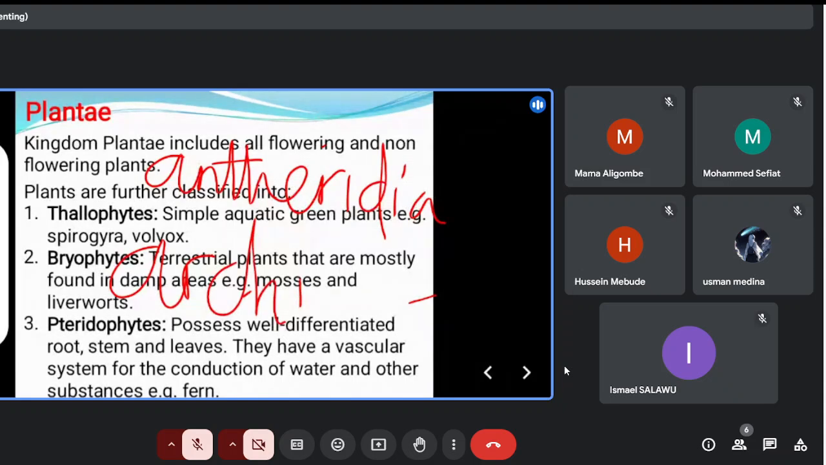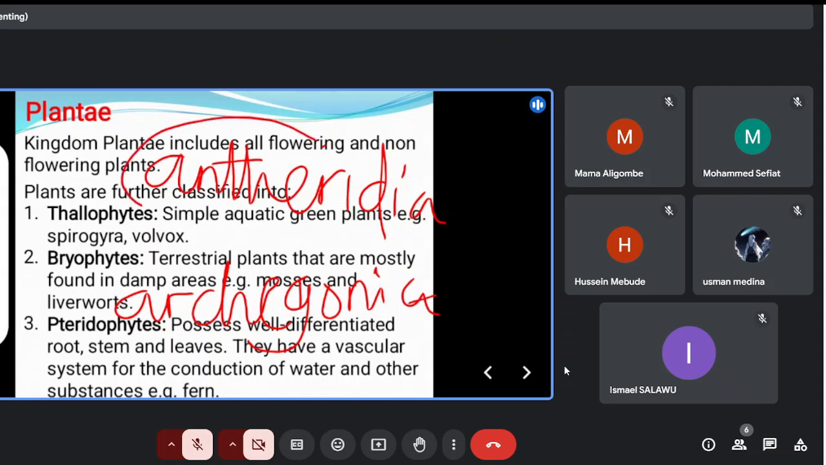Archegonia is spelled with CH. Sorry, let me spell that again. Archegonia or archegonium. Now, the antheridia is the male gamete, while archegonia is the what? The female gamete. I hope you note that.